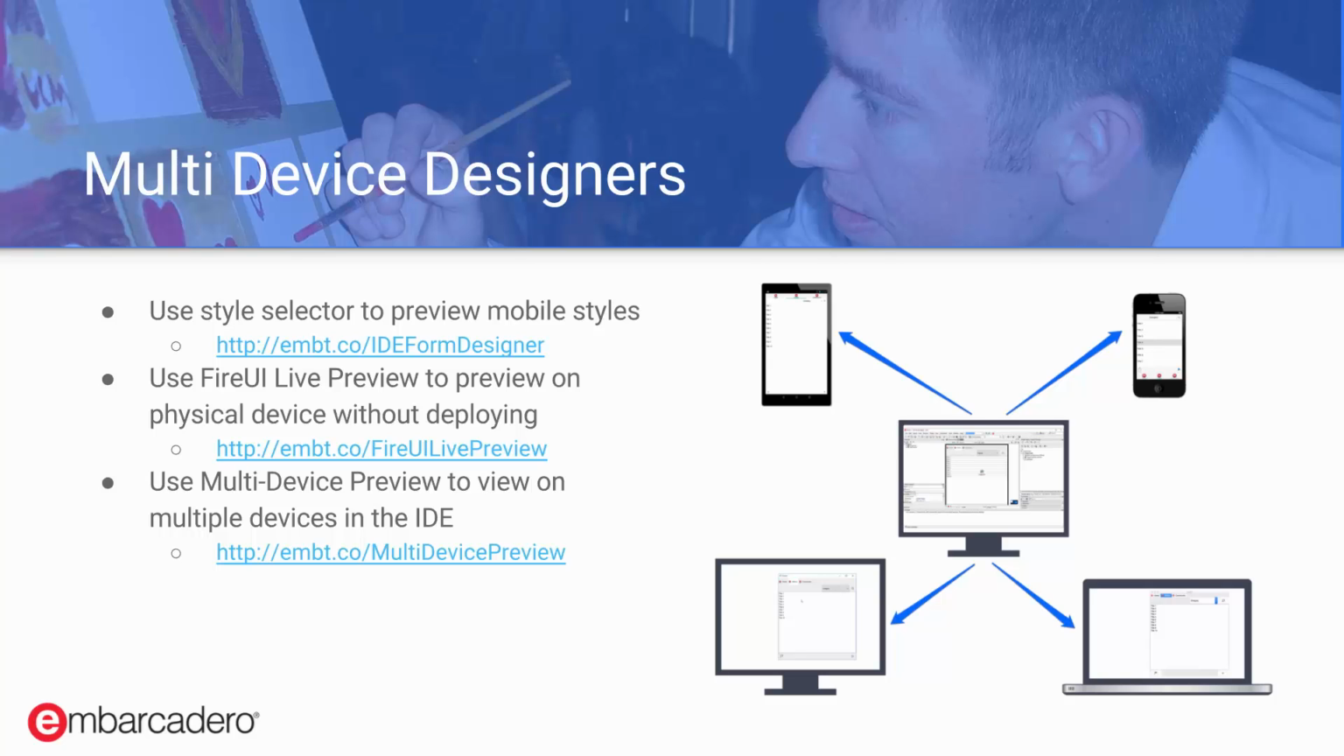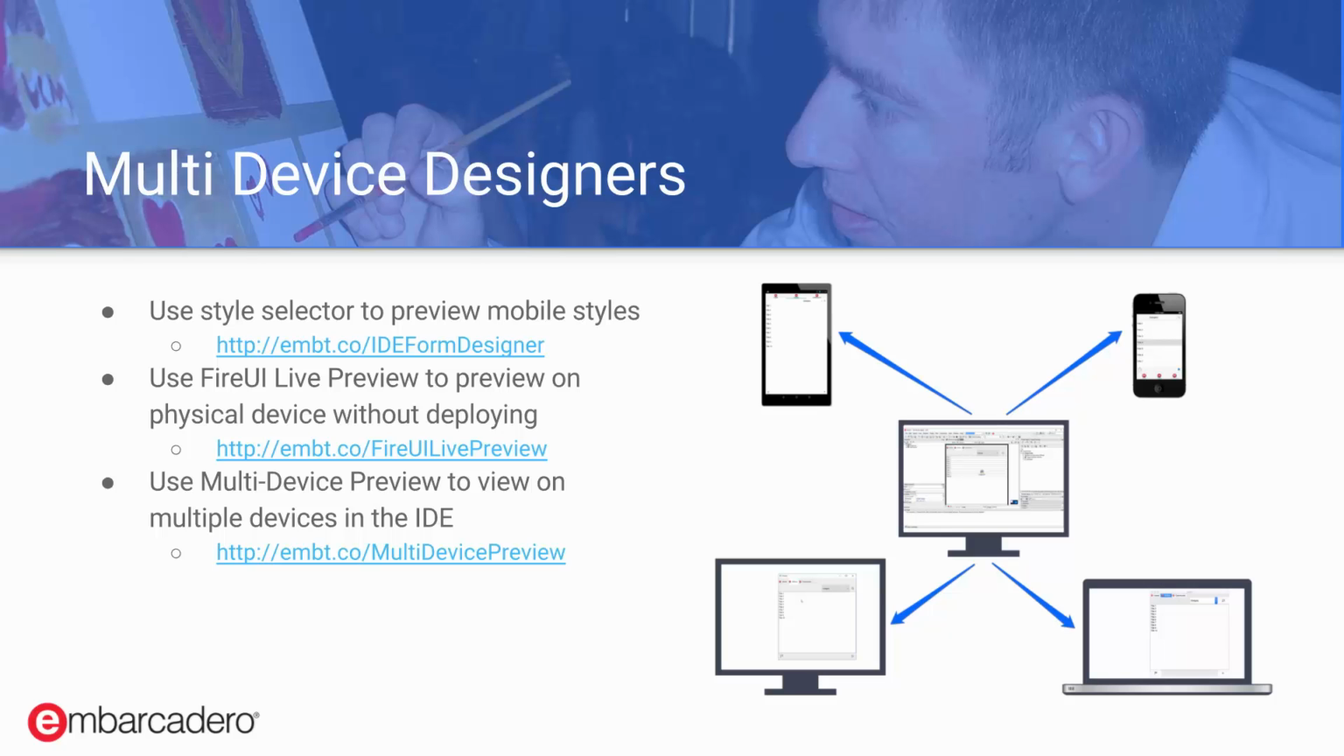Now, if you're doing multi-device development, you're going to want to check out the multi-device designers. There's a lot of really cool, powerful features in here to make you more and more productive. You can use the style selector in the IDE to preview what this is going to look like in different styles. And then you can use the multi-device preview to preview it on multiple devices inside the IDE. So you can just select, what is this going to look like on an iPhone, an Android phone of this particular size, and an iPad, and it will give you a preview of all those right there in the IDE.